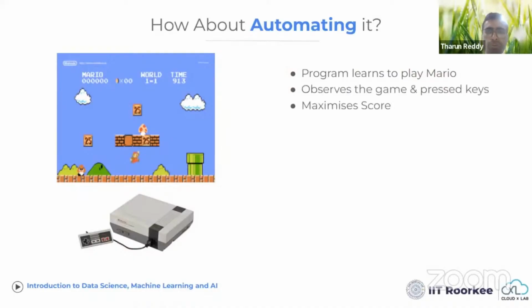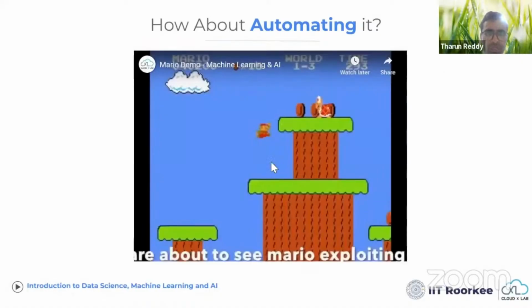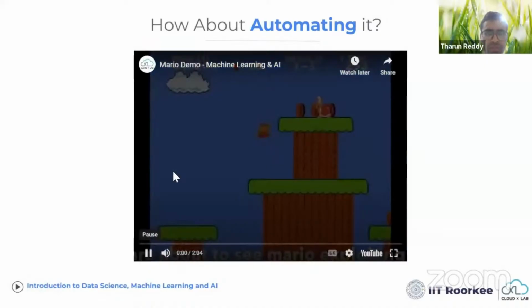The machine learning computer observes the game while somebody is playing. It learns from that experience, then plays the game itself and tries to maximize the score. The score here is Mario winning, and also the minimal time it takes to complete the game. I hope this plays here. You can see how Mario is playing the game using machine learning.